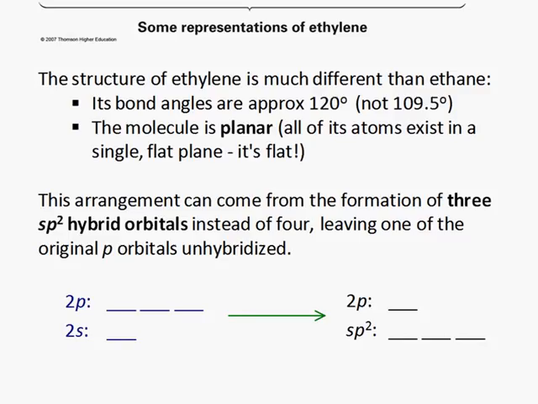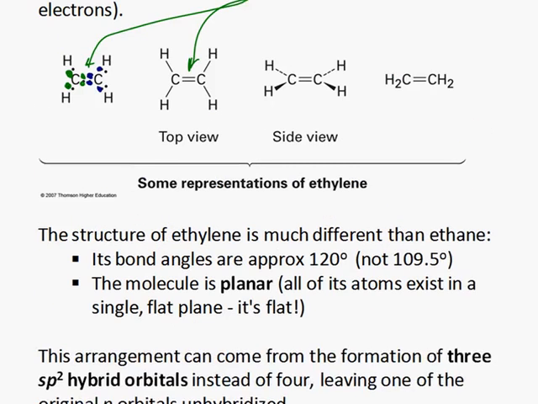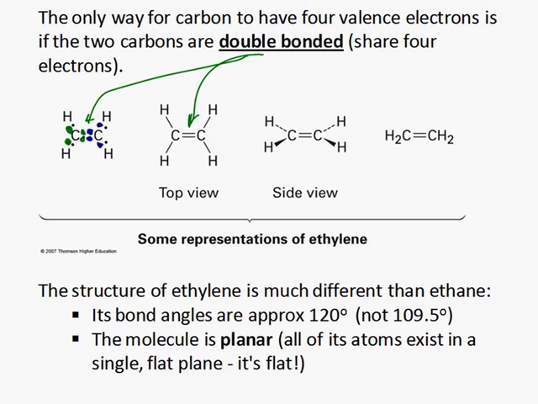The structure of ethylene, though, its shape is much different than the structure of ethane. The bond angles in ethylene are about 120 degrees. So the structure right here is actually drawn pretty accurately in terms of bond angles: 120 all around. That's going to be characteristic of this type of bond to carbon, as we'll see in a second.